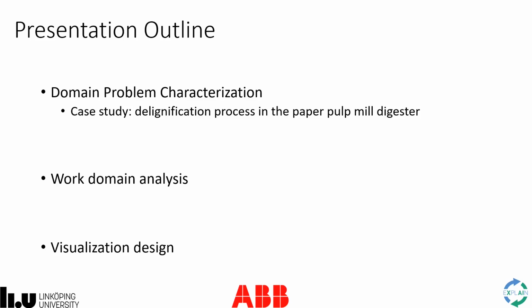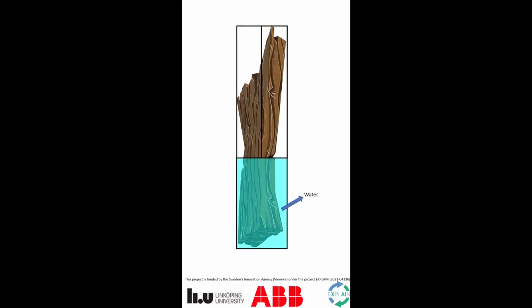Paper pulp is produced from wood chips. The content of wood chips is approximately 50% water, 25% cellulose fiber, which is what the mill needs to make pulp, and pulp is the main ingredient to make paper. The remaining 25% is a liquid called lignin, which is the natural glue that holds the wood fibers together. To obtain the pulp, the lignin must be removed from the wood chips, which takes place in the digester.